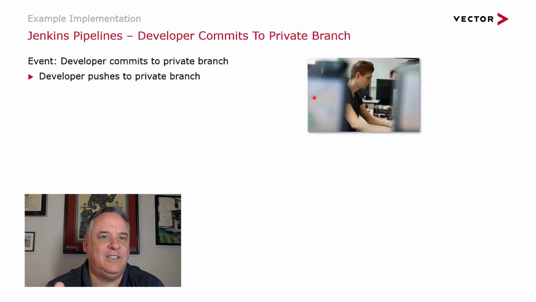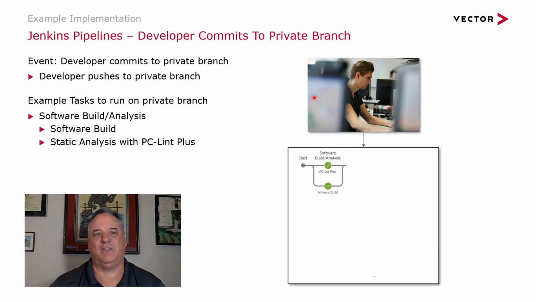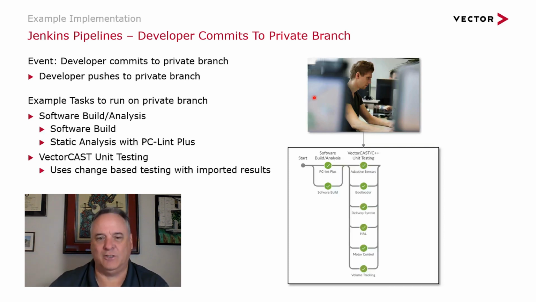This next one is a Jenkins pipeline again. The developer commits to a private branch. So when he does that, he makes his changes for the day. He's going to push out to his private branch on the SCM server. That server will then kick off a build that's going to be a software build and analysis. So it's going to use this compiler to do the build. It's going to use PC-lint Plus to get those results back. You're going to parallelize all your unit tests, and hopefully you get those pushed out there using change-based testing to, again, minimize just exactly what he needs to focus on. Because this guy just changed 2 lines.